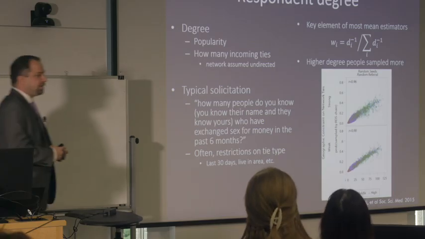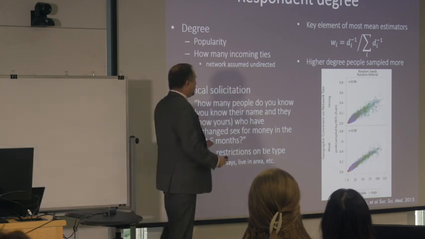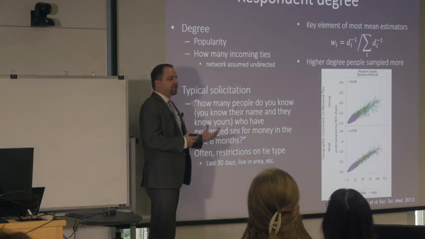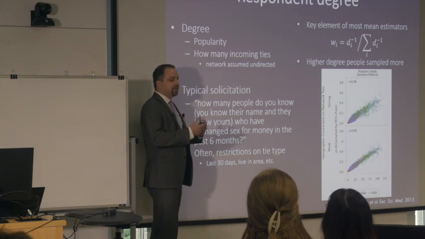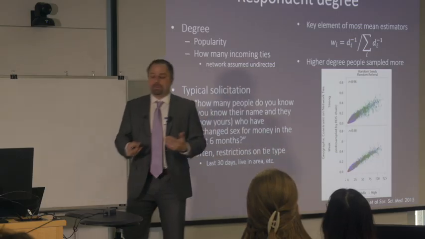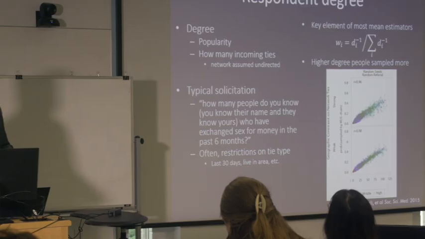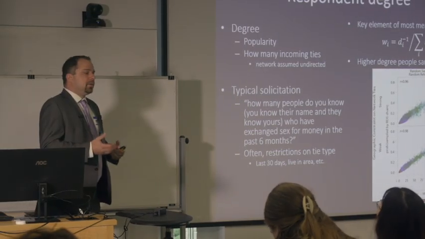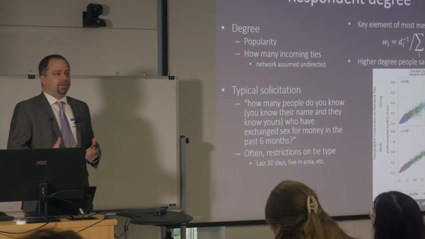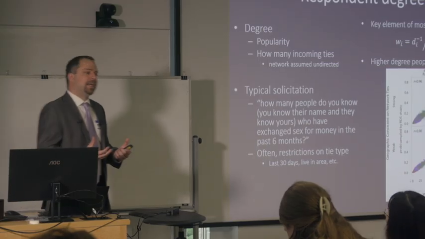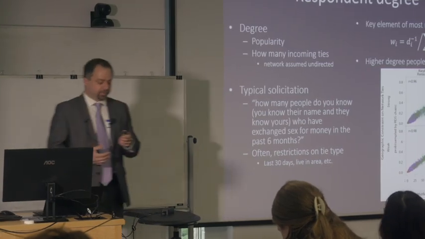The typical way degree is collected is that you would ask people standard network name generator questions. How many people do you know that you know their name, they know yours, that you could, that are members of this population? Often people put restrictions on tie type. There's a lot of measurement details that go into how you are going to collect the degree data to make it the most relevant for the population of interest.